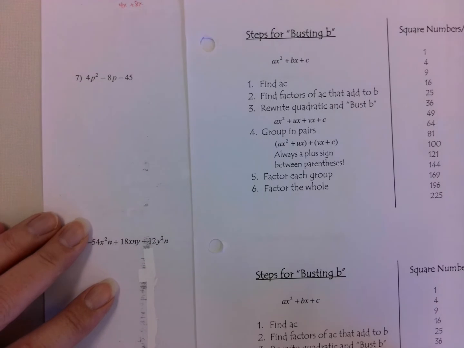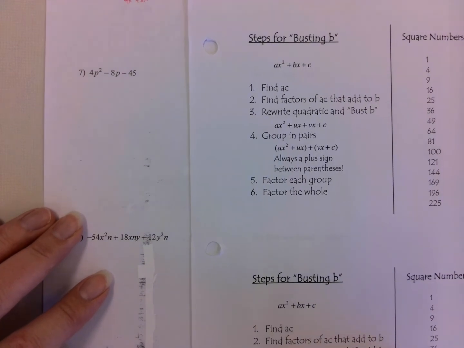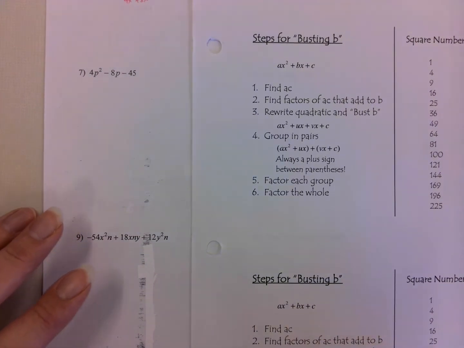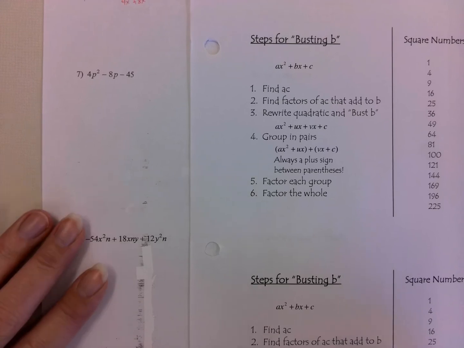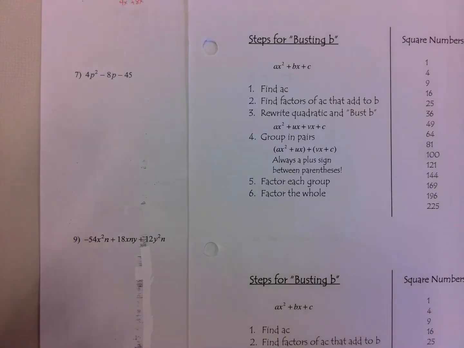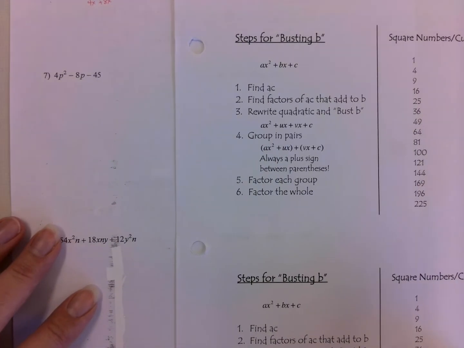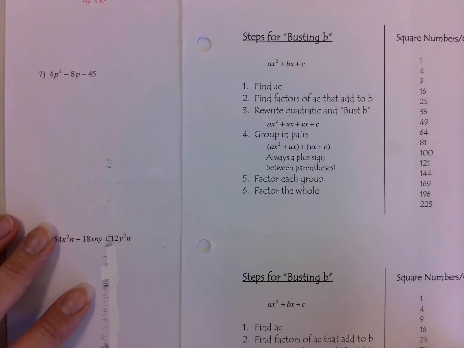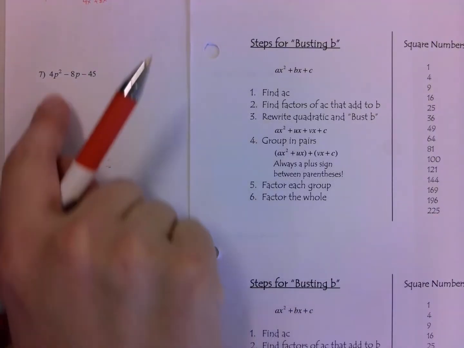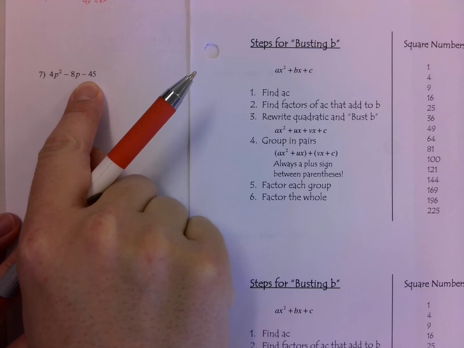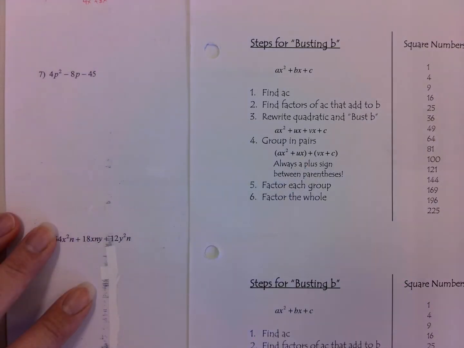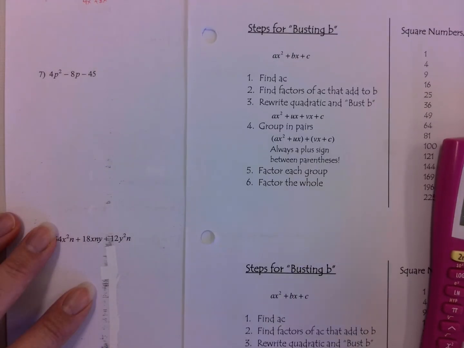All right, so we're focusing on busting B. Again, if you don't like busting B, please use trial and error. I think everyone should be able to use trial and error. It is a time saver, but it can also be very frustrating. All right, so let's get going with this. I have 4 times negative 45. So I'm going to have a negative outcome. I'm going to use my calculator to double check.